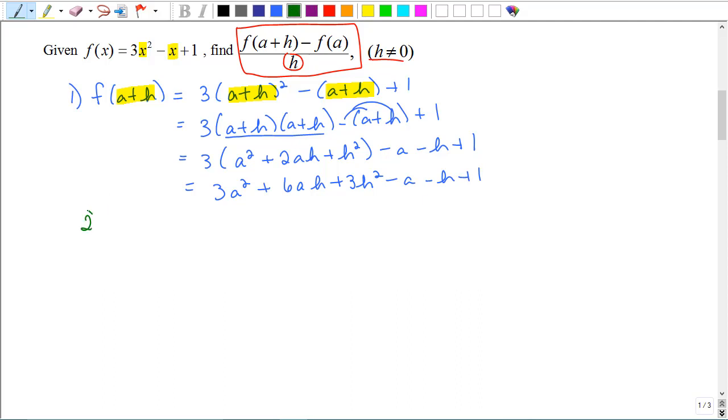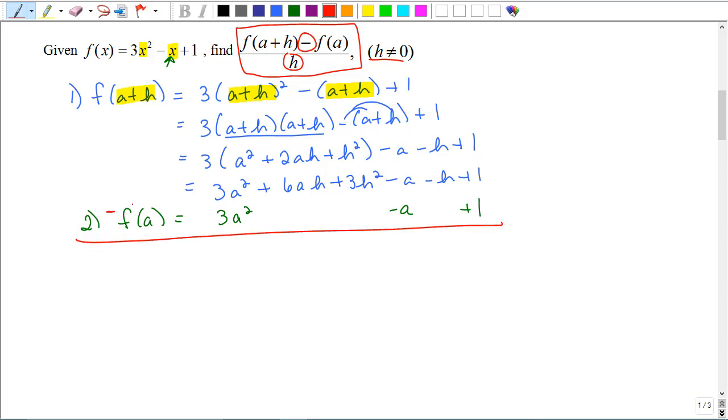My second part is to find f of a, and that's probably the easiest part, but I'm going to line it up so I know I have 3a squared, and then minus a plus 1. And what am I going to do with that? I'm going to subtract it. Just lining it up helps me keep it straight. So I'm going to have 6ah plus 3h squared, that's 0, minus a. Oh, look at my mistake. I forgot to subtract that 1. I really didn't see it way over there. And of course that's 0.